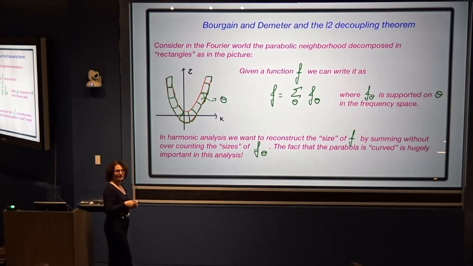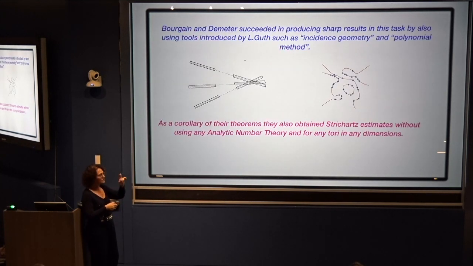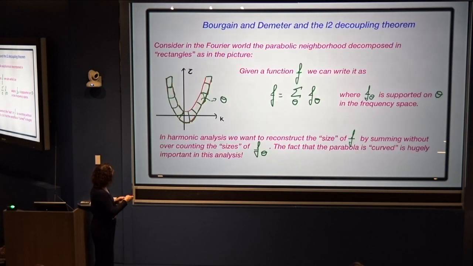Anyway, for the L2 decoupling, what they were proving was the following. Take a neighborhood around the parabola itself, and split it into squares or rectangles. There's a special ratio between the height and the base. But anyway, let's call these rectangles theta. Let's write f as a sum of f theta, where f theta is such that when you take the Fourier transform of it, it lives on this rectangle theta.